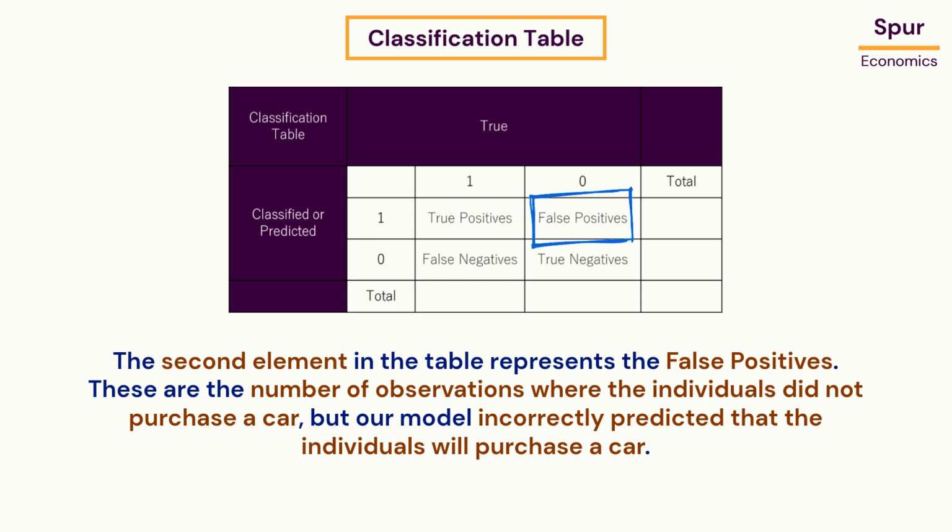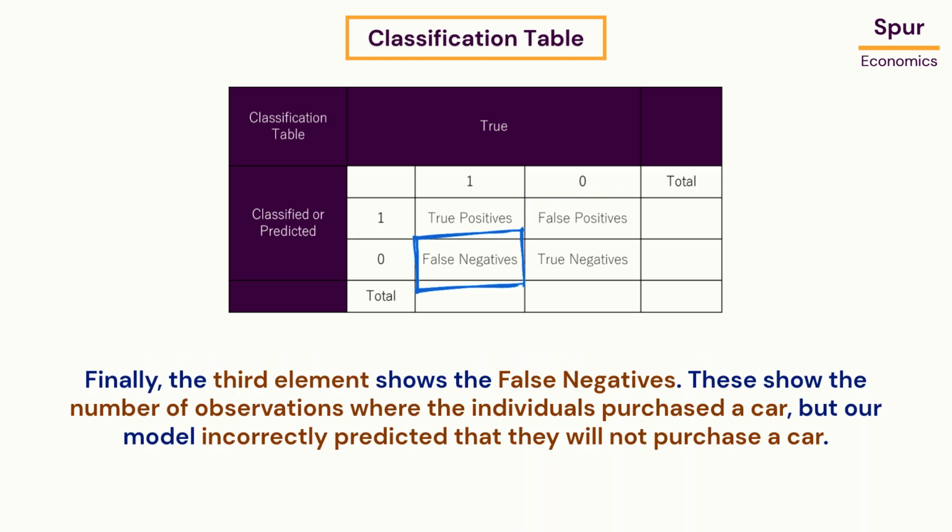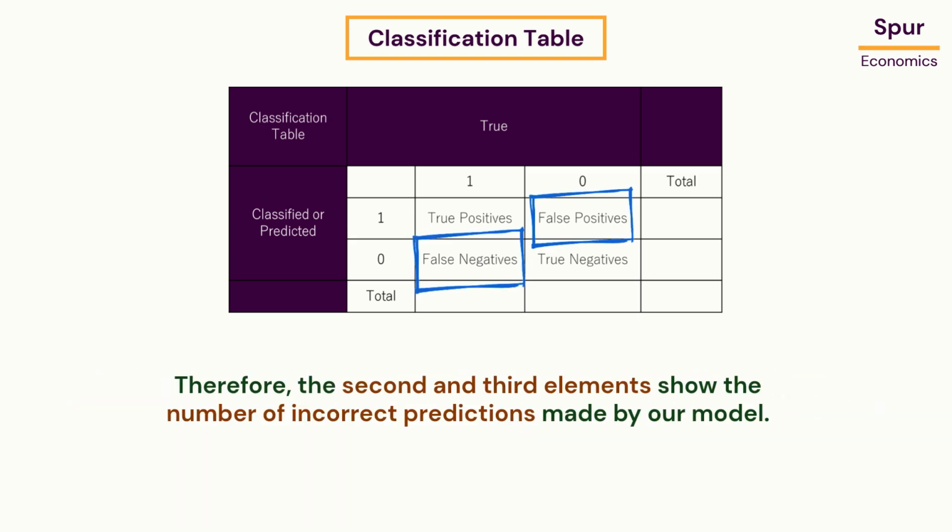The second element in the table represents the false positives. These are the number of observations where the individuals did not purchase a car, but our model incorrectly predicted that the individuals will purchase a car. Finally, the third element shows the false negatives. These show the number of observations where the individuals purchased a car, but our model incorrectly predicted that they will not purchase a car. Therefore, the second and third elements show the number of incorrect predictions made by our model.